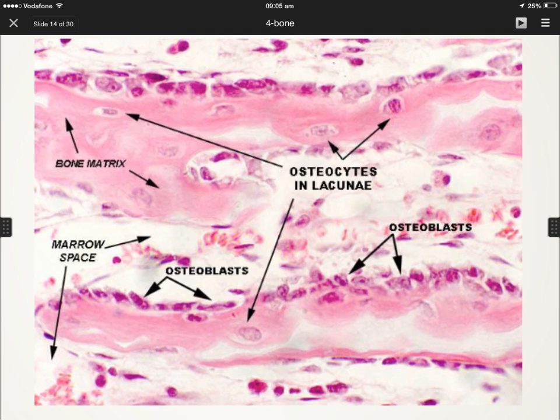One difference between this and that: it is more basophilic, less basophilic. This is not surrounded by matrix, this is surrounded by a matrix. And this red area is the bony matrix here, which is formed, of course, of the collagen of type 1.